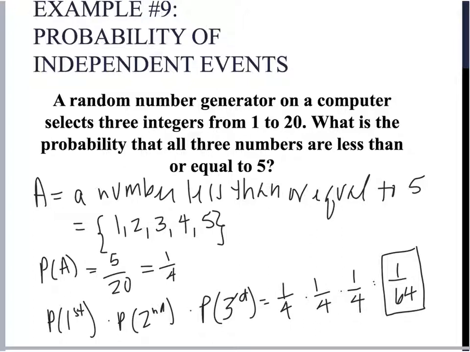And again, these are independent events. It happening the first time has no effect on it happening the second time, which has no effect on it taking place the third time.